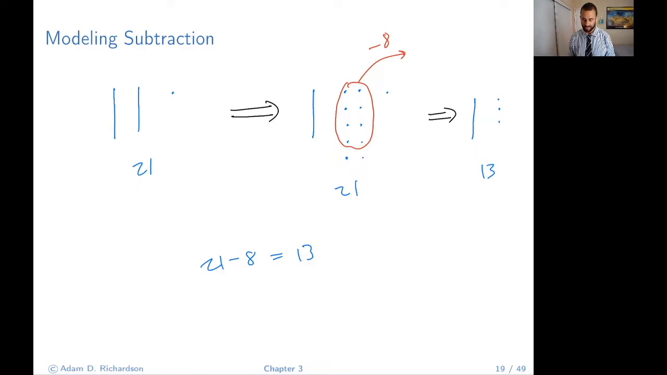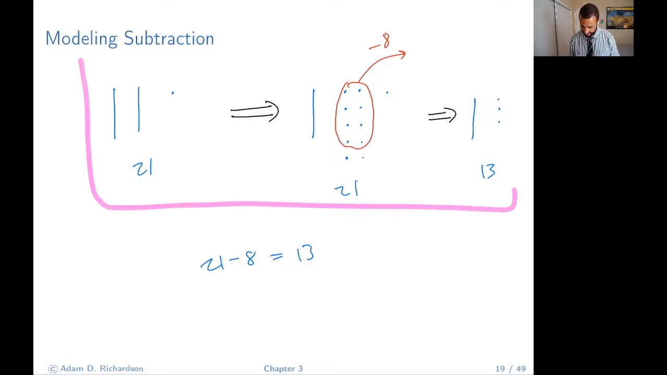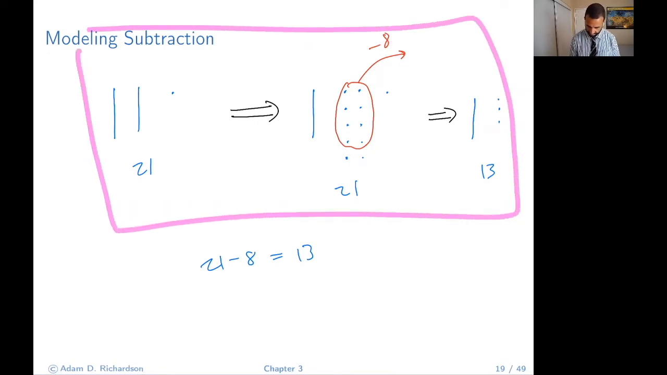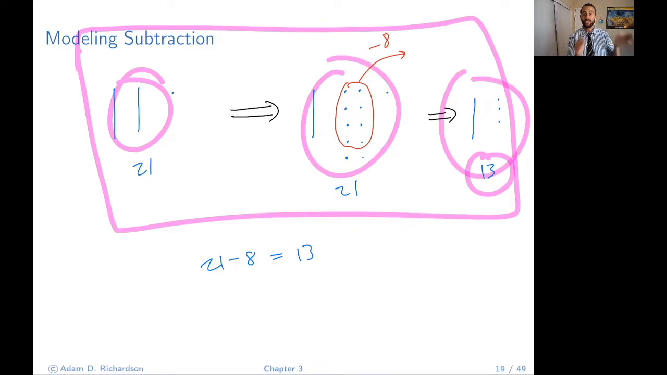That's actually a technique we'll talk about in a minute here. But the thing I wanted to emphasize is that I didn't know the answer. I didn't know what 21 minus 8 was. I didn't have the answer calculated in my head. I was just doing the model. And in doing the model itself, I got the answer. And that's what you have to remember.